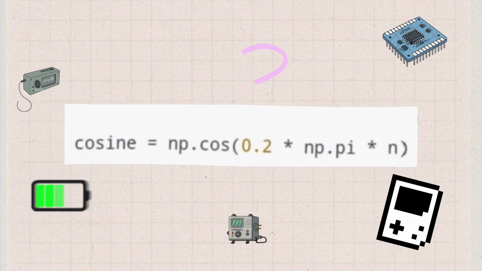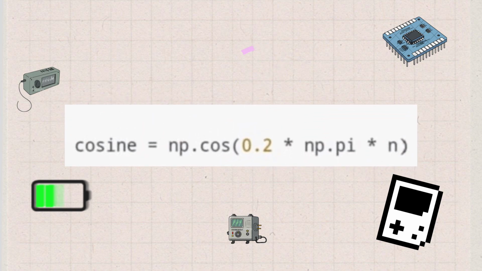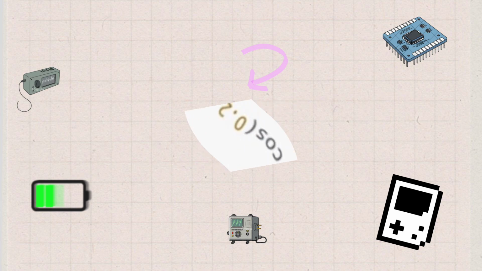E. Discrete time cosine signal. Finally, this line creates a cosine wave sampled at discrete points. The argument 0.2 multiplied by pi by n controls its frequency. The smaller the multiplier, the slower the oscillation. This signal oscillates between +1 and -1, but only at discrete steps of n.